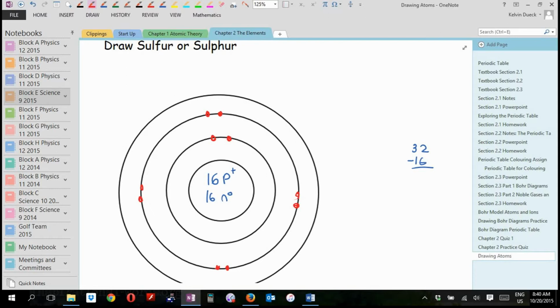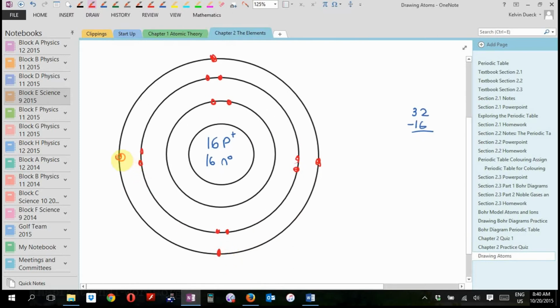Which way is better? Whichever way you feel. 1, 2, 3, 4. The first 4 always go solo at north, south, east, west. How many more? 5, 6. There's going to be 2 pairs. I usually just start at the top and keep going around, so I'm going to go pair, pair.